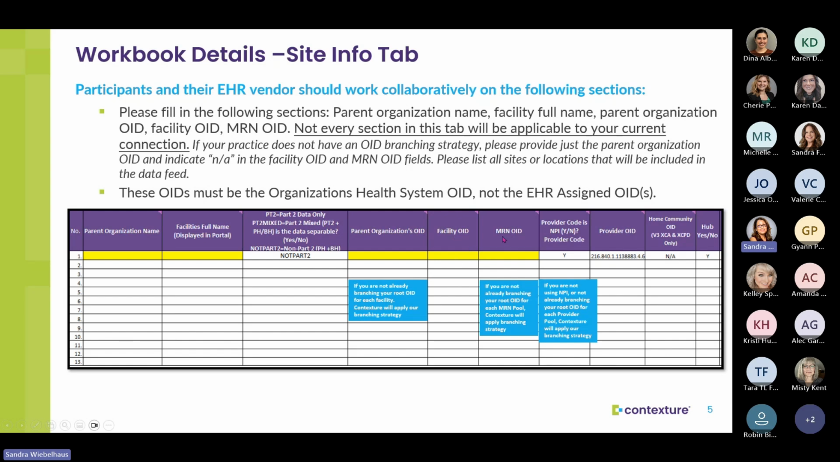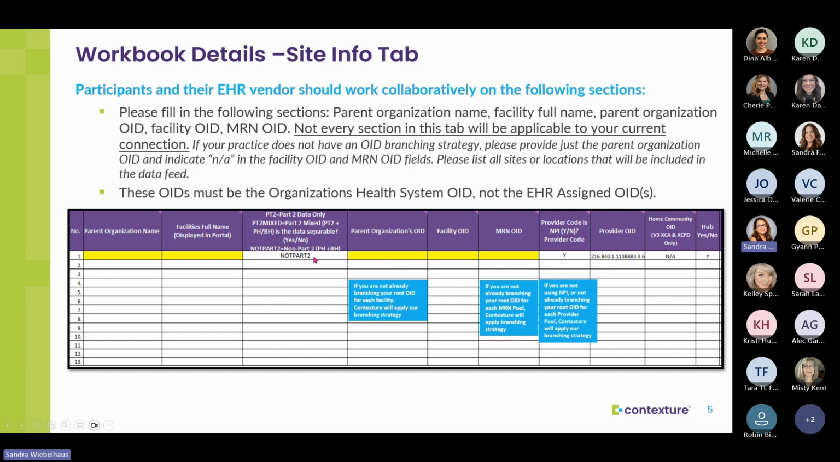For the facility OID and the MRN OID, don't worry about that. We're good. David already completed all this information for you. So the only thing we'll need is your actual workbook with the site info and all your parent and facility names. Everything else has been pre-populated by him. So that'll be kind of an easy win for you guys. You don't have to worry about any of that stuff.